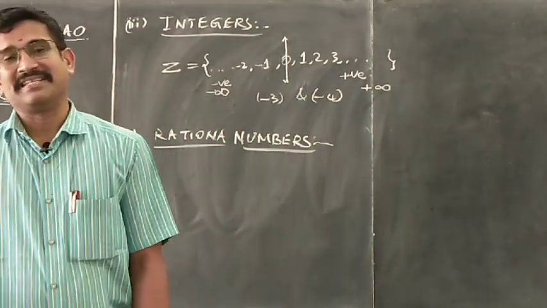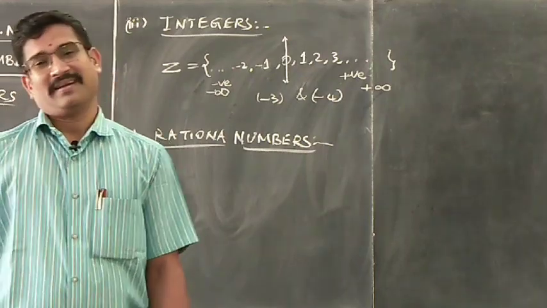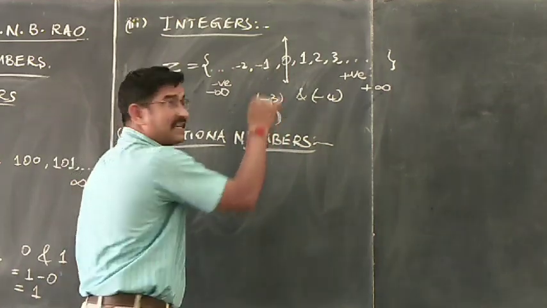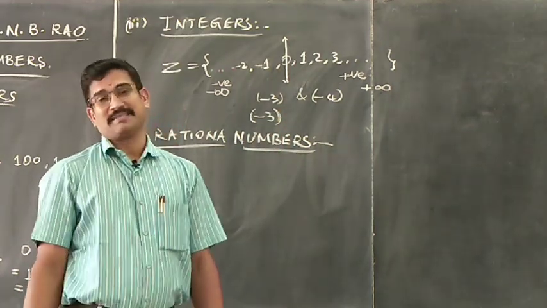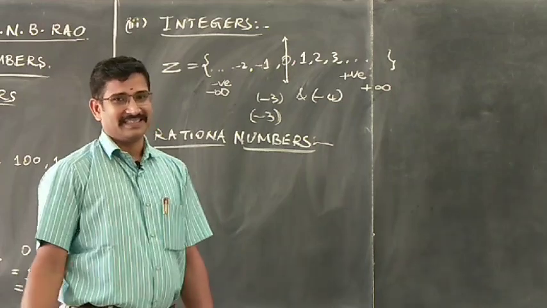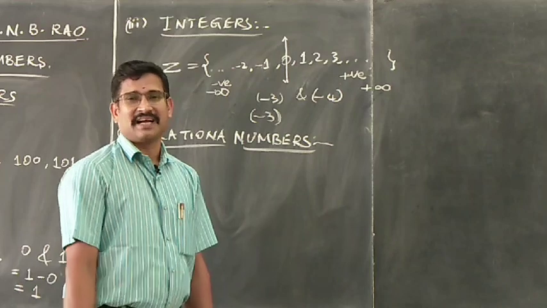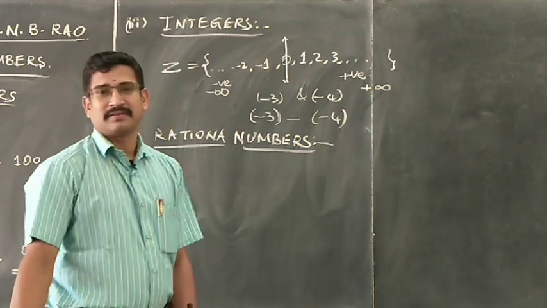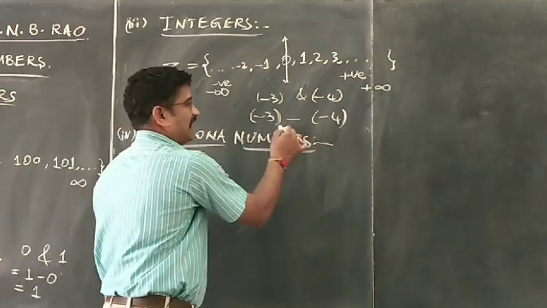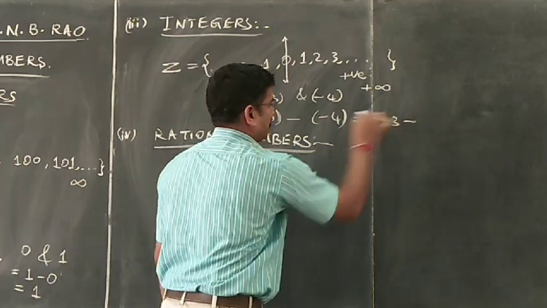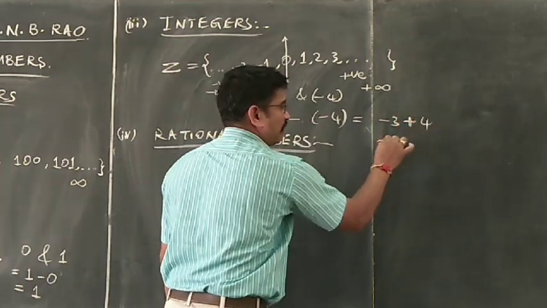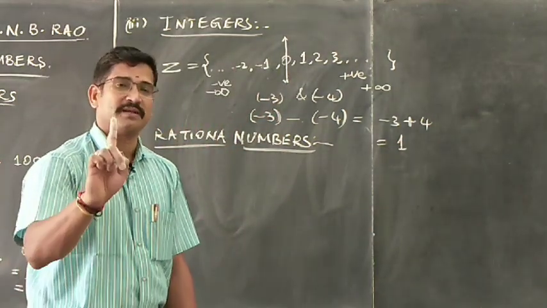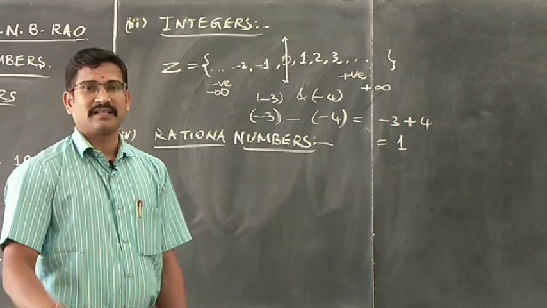What is the smallest integer amongst minus 3 and minus 4? It is minus 3. So, minus 3 is the biggest integer, minus 4 is the smallest integer. I am sorry, I might have mentioned wrong. Minus 3 is the biggest and minus 4 is the smallest number. So, the difference between those two integers is minus 3 minus of minus 4, and it is plus 1. So, the difference between any two continuous integers always remains 1. These are the important properties.